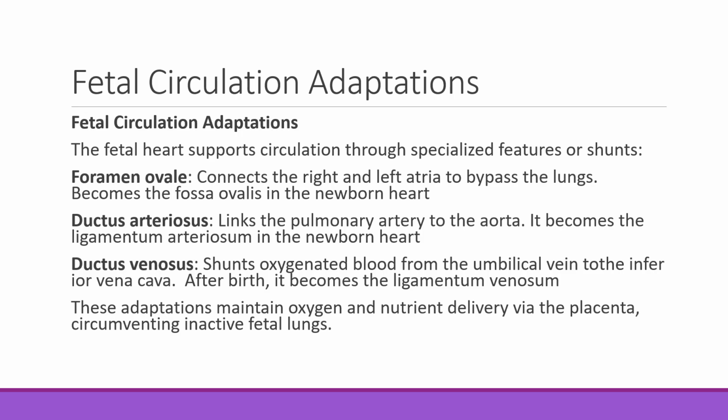The ductus arteriosus, this links the pulmonary artery to the aorta. The pulmonary artery to the aorta. So when the pulmonary trunk comes out of the heart, it splits immediately into the pulmonary artery. Again, remember, there's no need for blood to go out to the pulmonary side. So even if blood tries to go out there, there's a bypass that puts it back into the aorta, and that's what the ductus arteriosus does. This becomes the ligamentum arteriosum in the newborn heart.